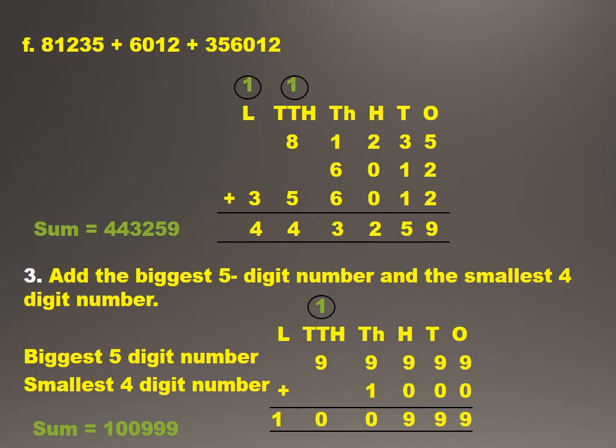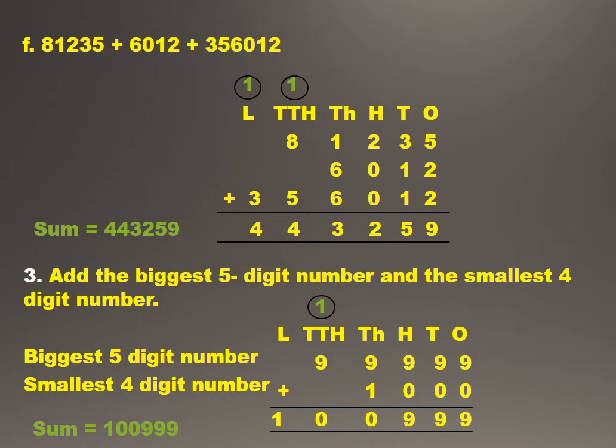One more question from your book. F part. 81,235, 6,012, 3,56,012. Arrange and add. Okay. Again, write down these numbers under the place value chart. Start from ones place. Ones, tens, 100, 1,000, 10,000, lakh. Now arrange these numbers. 81,235, 6,012, 3,56,012. Now add these numbers.